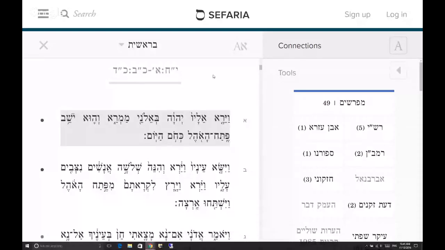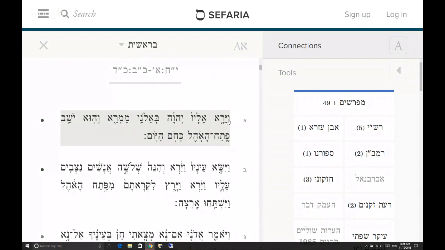Okay, so here we are, chapter 18, Yod Chet of Sefer Breshit, Pasuk Aleph, first verse. Here's how it goes. Vayera elav Adonai be'elone mamre vehu yoshev petach ha'ohel kechom hayom. All right, let's take a look at each word.